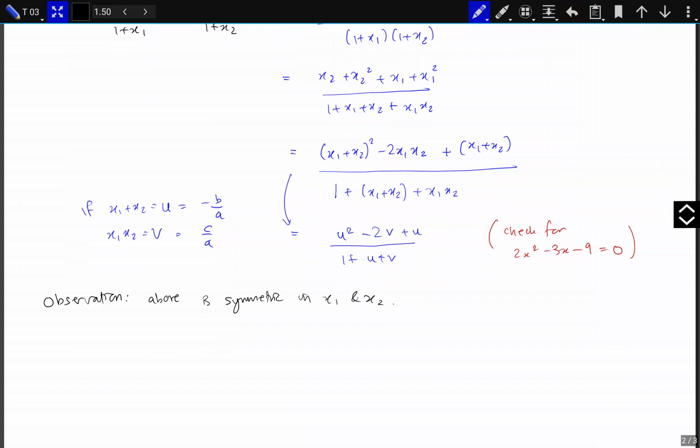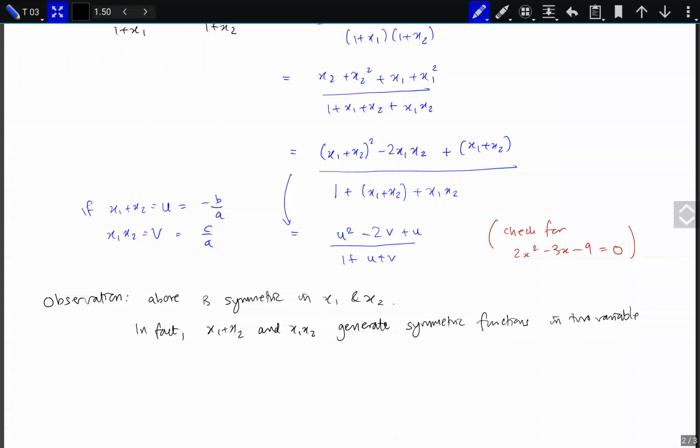So in fact, x1 plus x2 and x1 times x2 generate symmetric polynomials or various symmetric functions in two variables. We're allowed to divide polynomials as well. So let's just do one more example. I actually did it above, but let's do it again because it's so important. If you didn't follow the one above, let's just do it one more time.